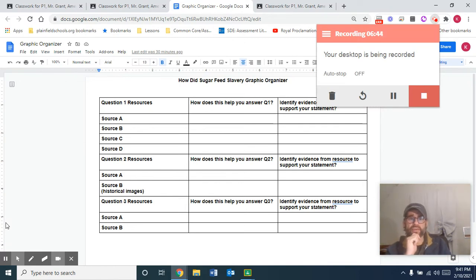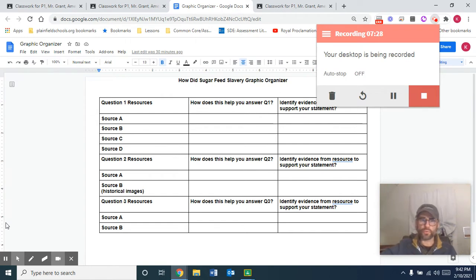So the first area is asking you about how this resource helps you answer question one. And to remind you, question one is what conditions supported sugar production and slavery in the Western Hemisphere? So, why did sugar production begin in the Western Hemisphere? That's what it's asking. And the resources should provide you with some good evidence to support your statement. So, really, the first box is somewhat of an overview or a summary of what you find in the resource. And then the second box is the specific evidence that proves your statement.